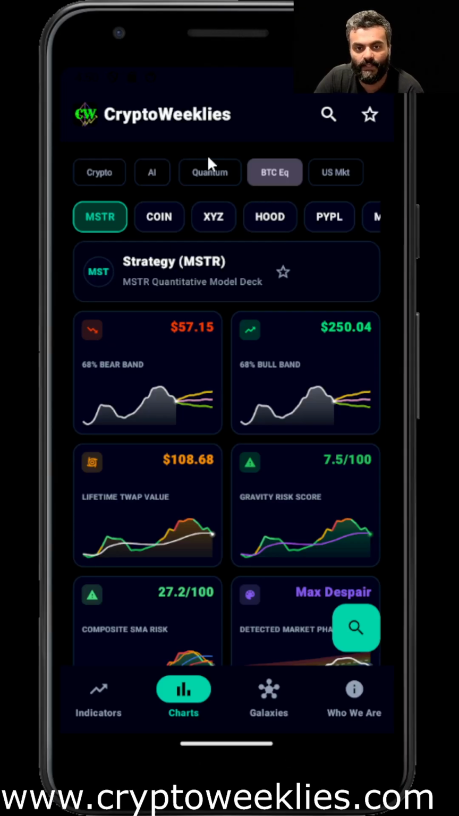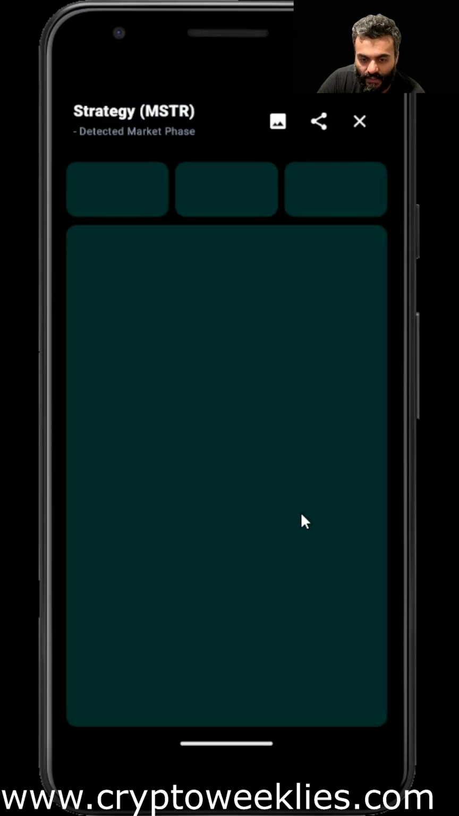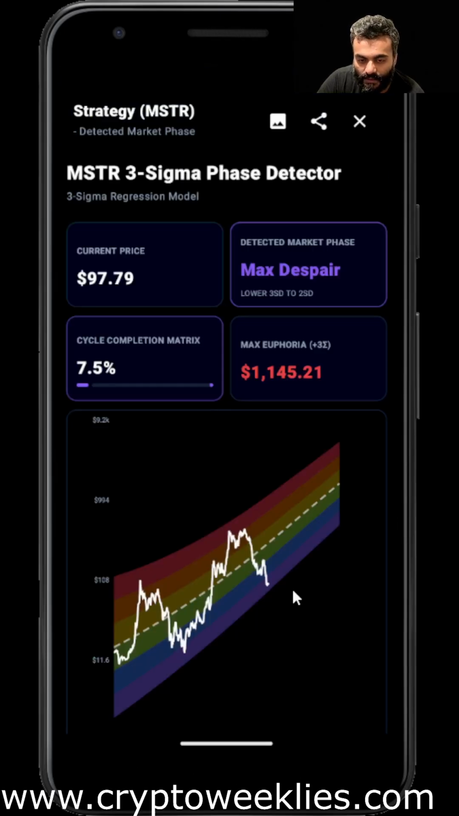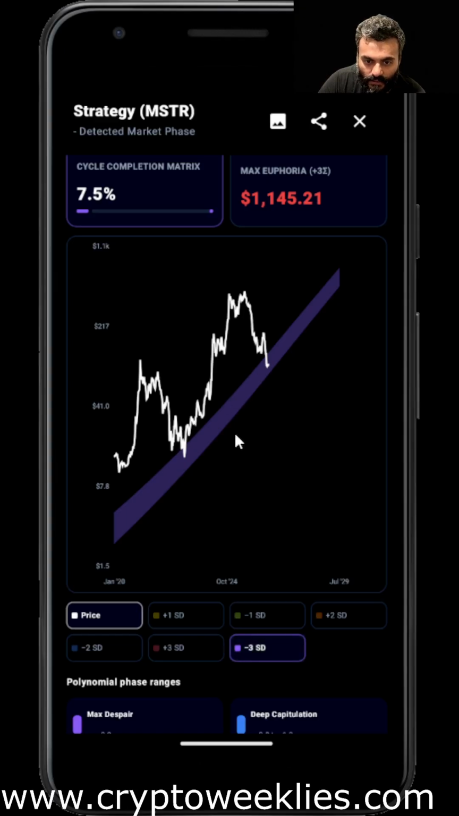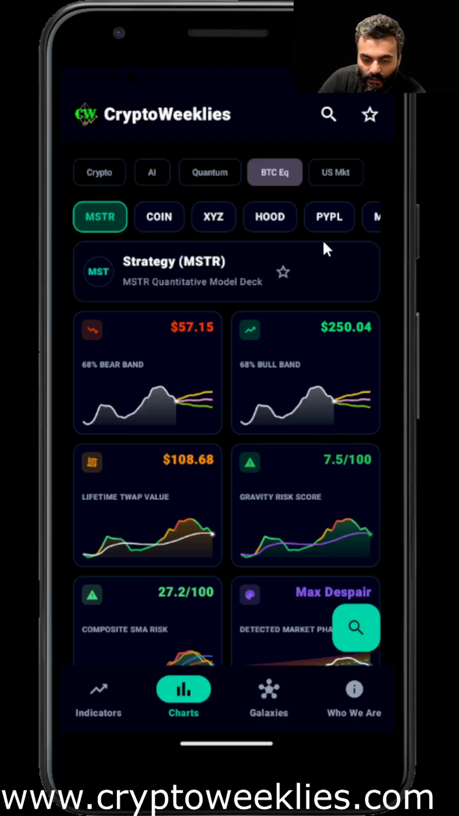So the Bitcoin equities, for example MSTR, or Strategy, right now exhibiting that low gravity risk. Its phase is identified as max despair using that three standard deviation zone, an area which MSTR typically visits at the end of the bear market. The price is at that regression channel. So all of these insights are in chart format.